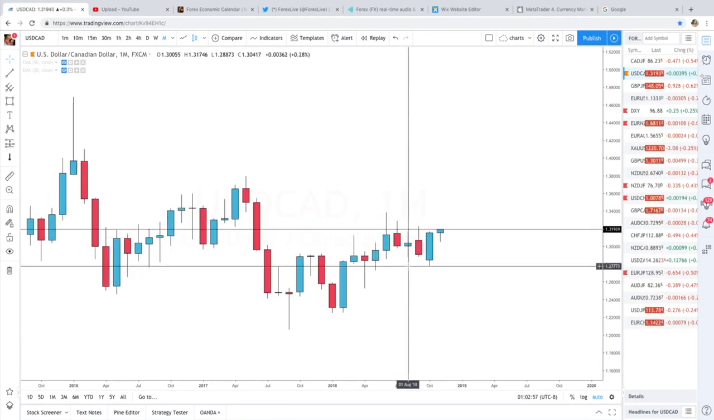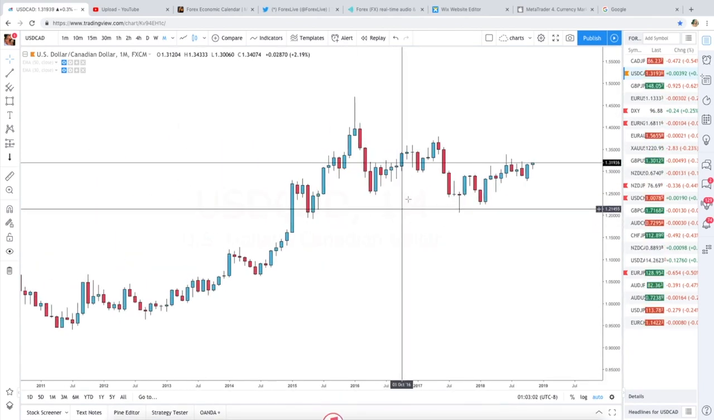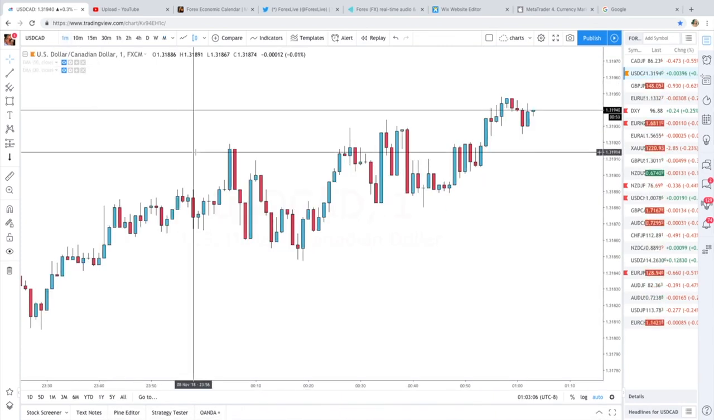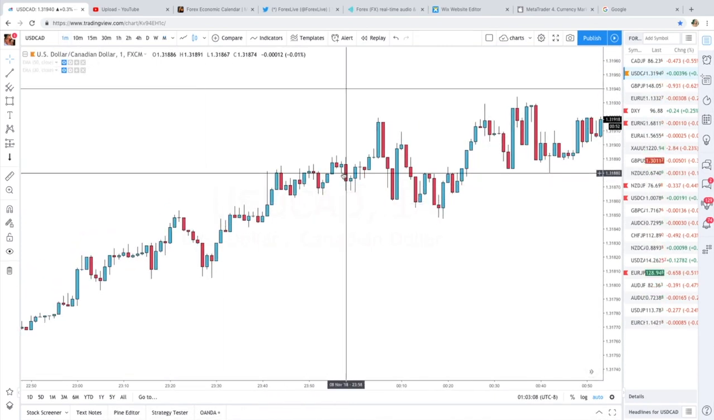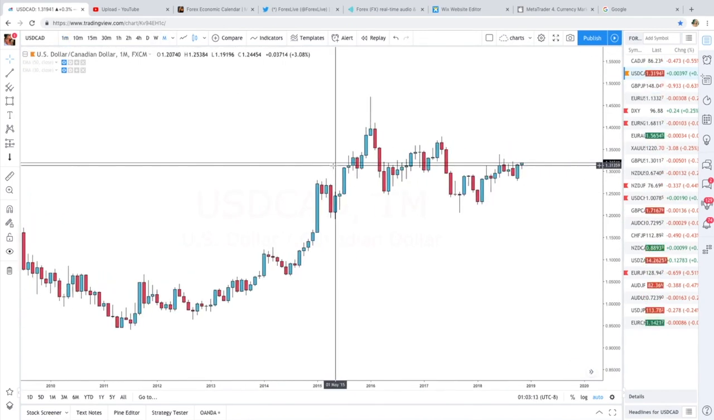So that's why we always want to focus on higher time frames, just so we know where price is actually going. Because if you look on the 1 minute, for example, it's every 1 minute candle. So that's not going to tell us anything. So we really want to focus on the higher time frame.